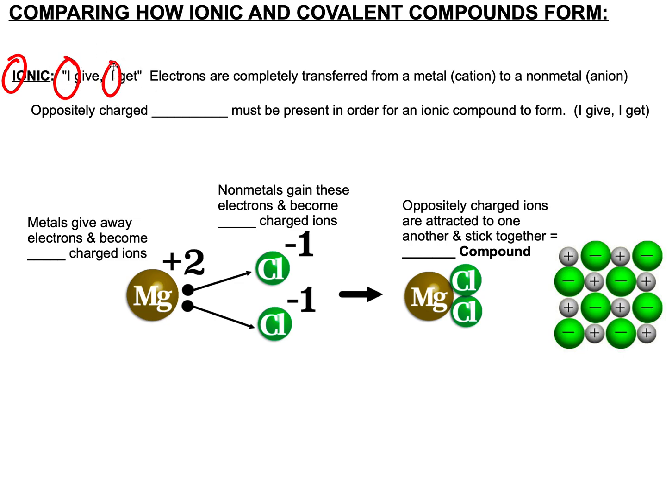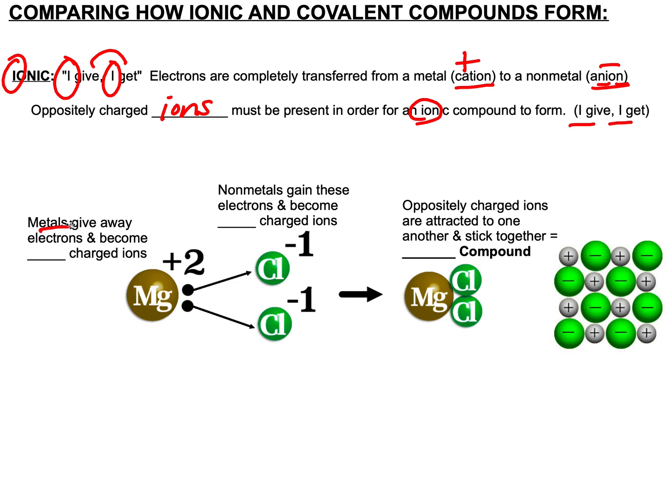And you need both. Because if you want to give up electrons, you need somebody to take them. If you want to get electrons, you need somebody to give them to you. So these have to go together. And when you give up electrons, you form a positive charge, because you have more positives than negatives because you gave up some negatives. And when you gain electrons, you form a negative nonmetal, an anion. So we need both of these players here to form an ionic bond. Those oppositely charged ions must be present in order for an ionic compound to form. Think I give, I get.